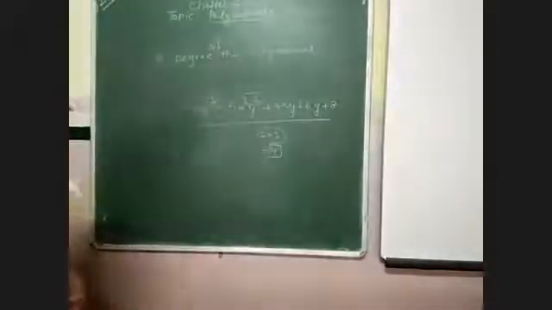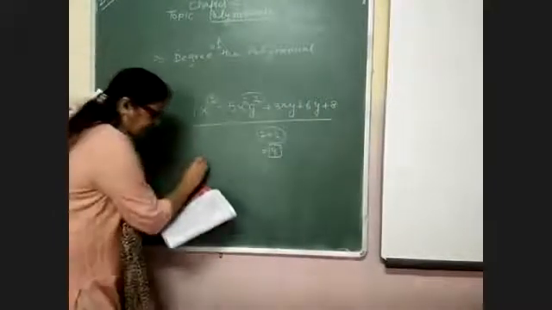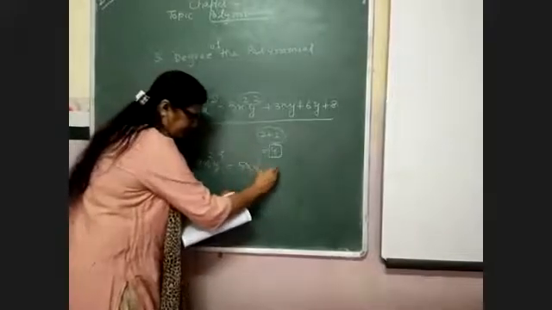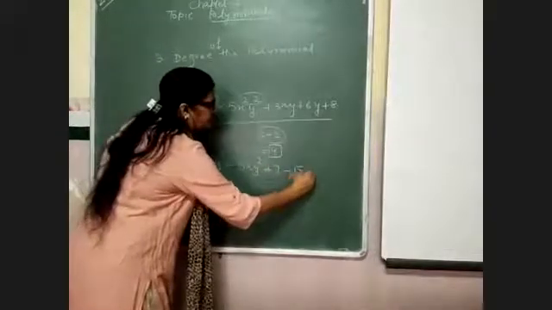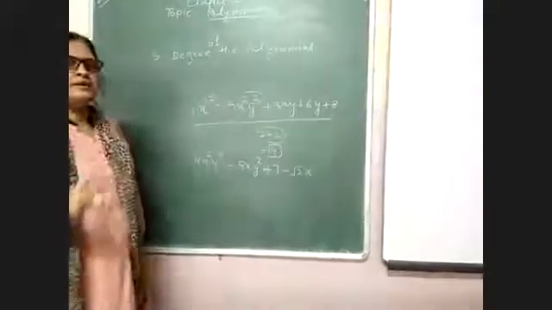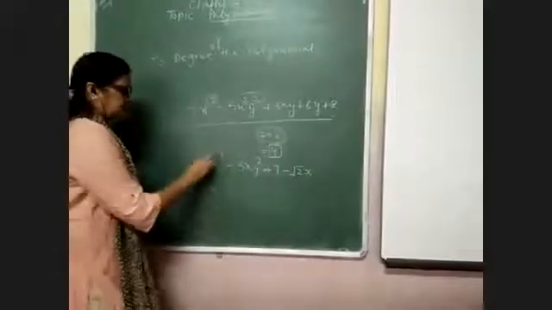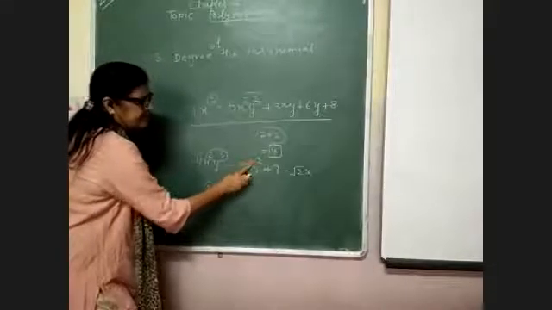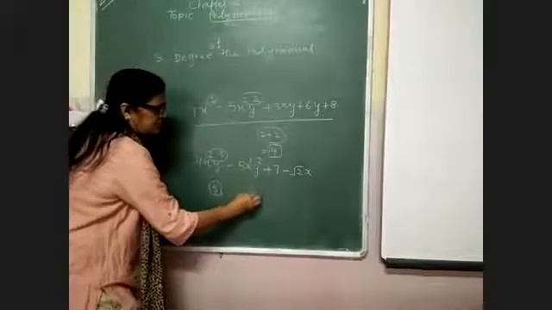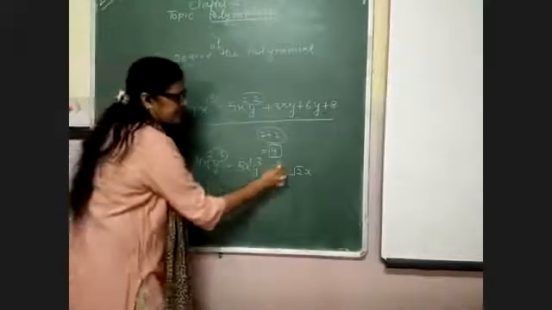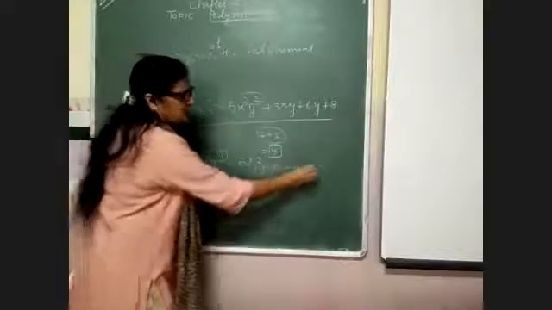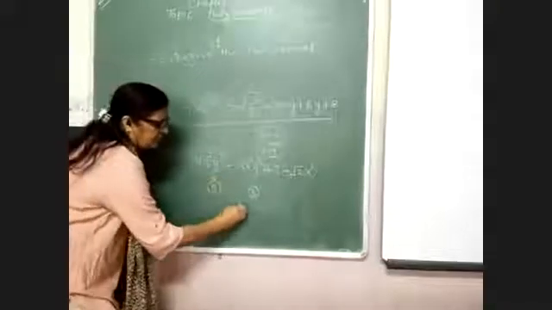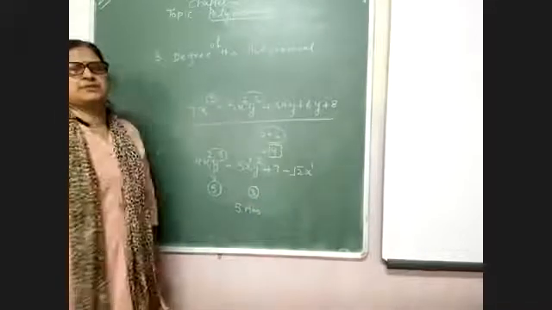Okay. Like one more example: 4x square y cube minus 5xy square plus 7 minus root 2x. Find the degree of the polynomial. Here the degree is 2 plus 3, 5. Here the degree is x raised to the power 1, y raised to the power 2, degree is 3. And here it is a constant, so the degree is 0. Here the degree is 1. Then the highest degree is 5. So what will your answer be in this question? 5.